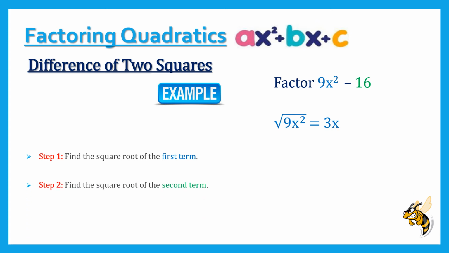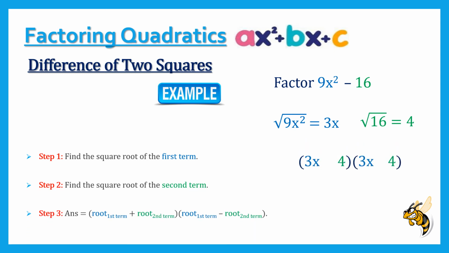Now we need to find the square root of the second term. And the second term is 16. So therefore the square root of 16 is equal to 4. We're going to put them inside the parentheses. The 3x should come first and the 4 should be the last thing in the parentheses. So we're going to put them in the parentheses.